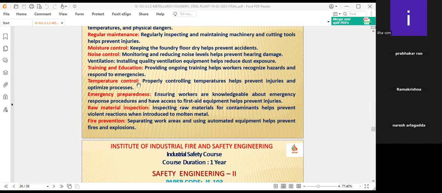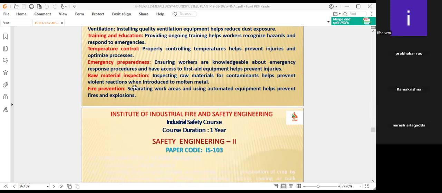Whatever salt is lost by sweat from the human body will definitely be regained. This is one of the important steps we can take. Emergency preparedness is also essential. Every organization has an emergency response procedure.